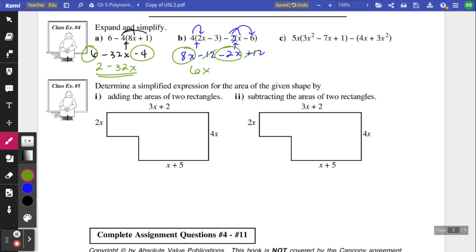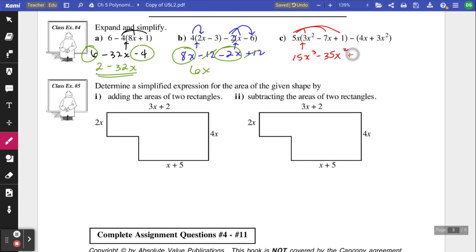All right, I ask you again, where are you multiplying? Right here. And that's all. So here we go. 15x to the third minus 35x squared plus 5x. Now we have to subtract all of this. So minus 4x. Do not forget that minus sign.